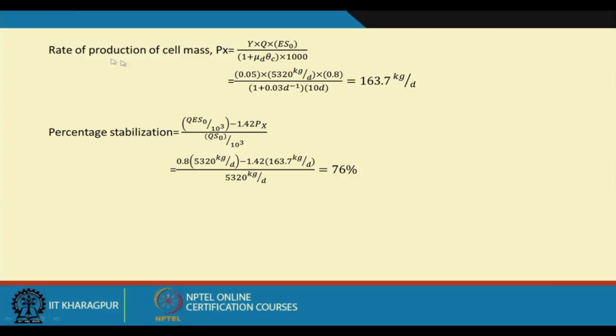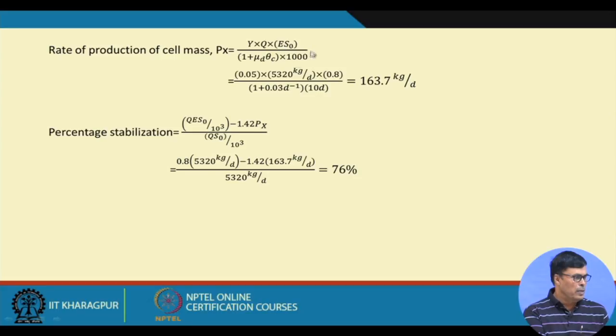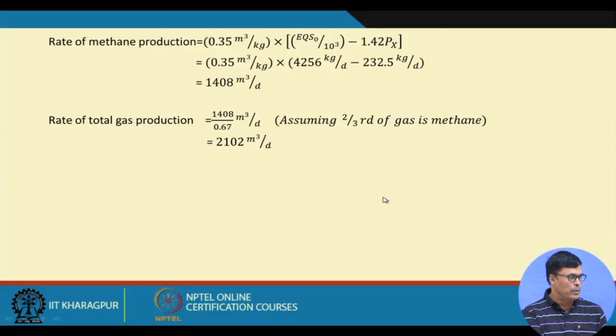Now the rate of production of the cell mass can be expressed like this. I have already shown, and this value is like this. Percentage stabilization is the substrate removal efficiency, how much substrate is removed, and this is how much substrate is present as cell mass in the reactor. If you subtract this, then you will find the actual amount of BOD that is removed through gas formation, and this is the input of the substrate. So if you divide by that, you will get the percentage stabilization. That is how you can calculate 76%.